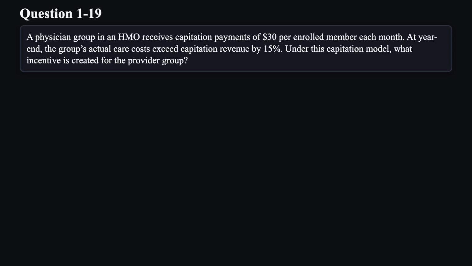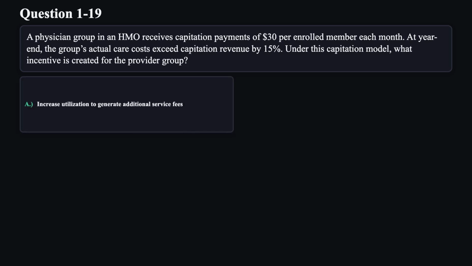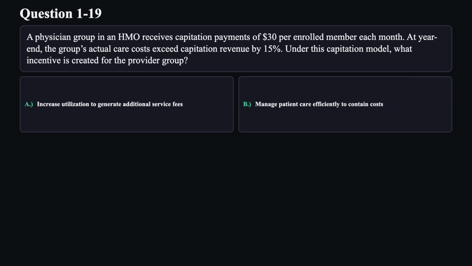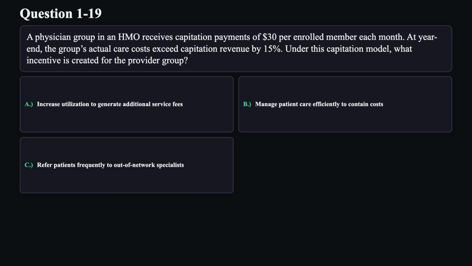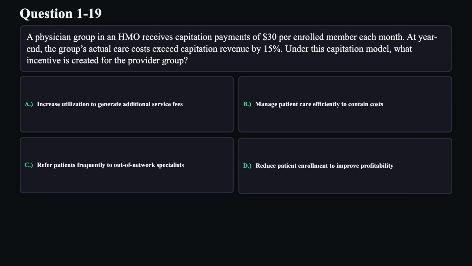Question 19. A physician group in an HMO receives capitation payments of $30 per enrolled member each month. At year-end, the group's actual care costs exceed capitation revenue by 15%. Under this capitation model, what incentive is created for the provider group? A. Increase utilization to generate additional service fees. B. Manage patient care efficiently to contain costs. C. Refer patients frequently to out-of-network specialists. D. Reduce patient enrollment to improve profitability.